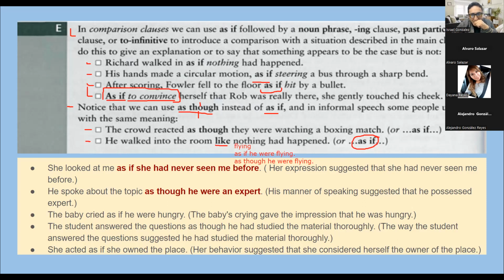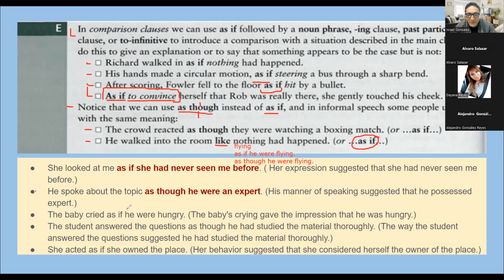She looked at me as if she had never seen me before. Her expression suggested that she had never seen me before. The next is, he spoke about the topic as though he were an expert. His manner of speaking suggested that he possessed expertise. Possessed expertise. Yeah, next.